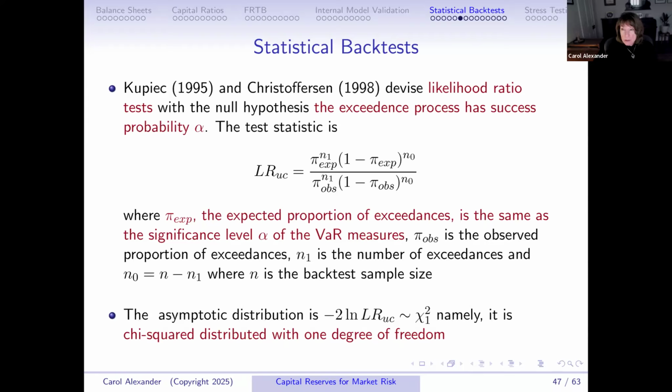But it may be that the proportion of exceedances you get is not 1%, it's 3% or something like that. So pi obs is the observed proportion of exceedances that you actually get in your backtest. And then the degrees of freedom is 1, so minus 2 log of this LR. We call this the unconditional coverage test. This is the simplest one. And so minus 2 log LR has a chi-squared distribution with 1 degree of freedom.